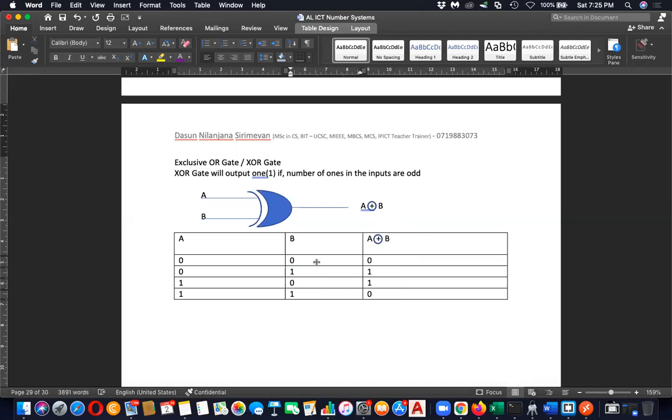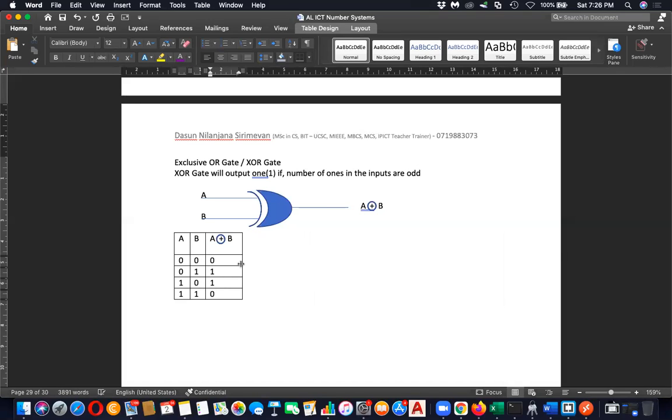This is how the exclusive OR gate acts. So please draw the truth table and show.